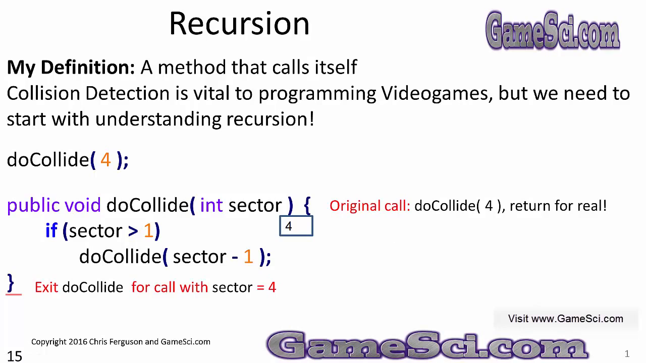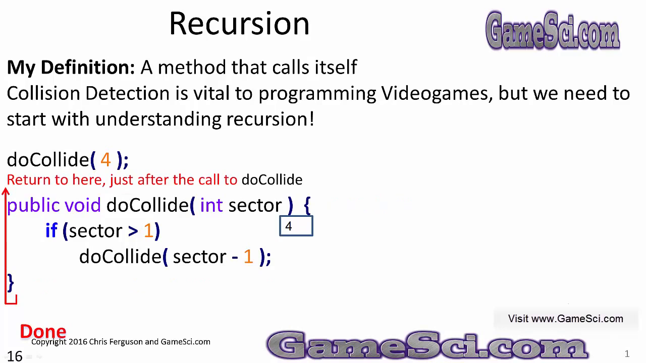And finally, we're back to the original call of do collide. We called do collide 4. We have to return from that execution. And this time, we're going to return for real. This is the return statement that will take us back up to here. We return to here just after the call to do collide, and this recursion is now done.